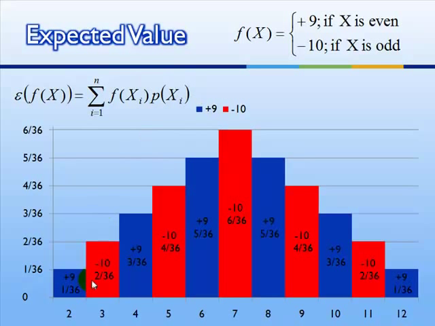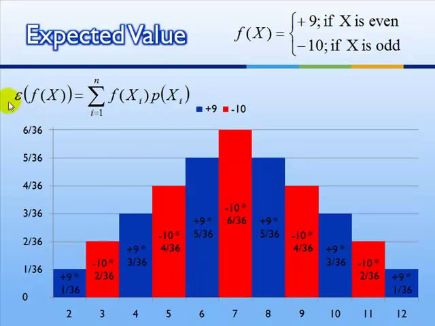Let's put our outcomes right in here so we can see them very clearly. If we roll a 2, we get plus 9. There's 1/36 chance of that happening. If we roll a 3, negative 10. There's a 2 out of 36 chance of that happening. Now, what we're going to do is we're going to multiply each outcome by its probability. So this times this, this times this, this times this, this times this. And then we're going to add them together like so.